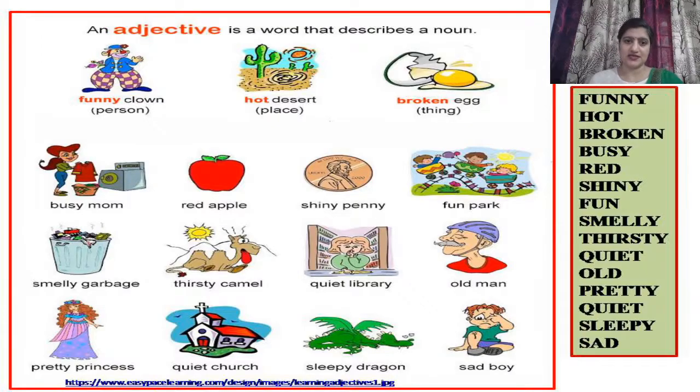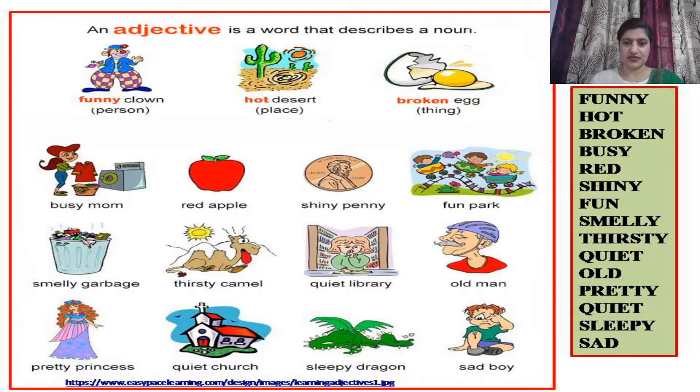Now look at this slide, various pictures. In the first row, you'll see these three words in red ink: funny, hot, broken. They've been used to qualify or to describe the quality of the noun that has followed them. Like, what kind of a clown? Funny clown. So funny is an adjective. What kind of a desert? Hot desert. What kind of an egg? Broken egg. So all these three words are adjectives.